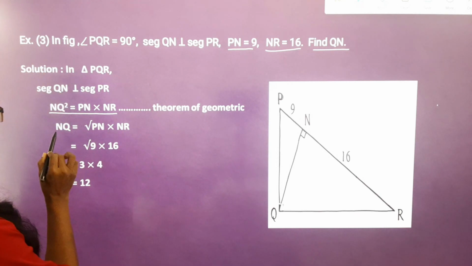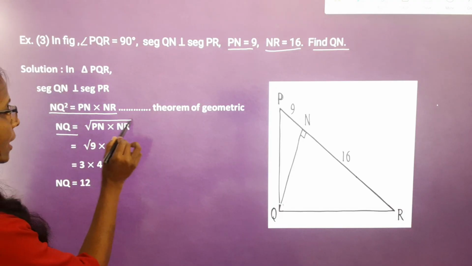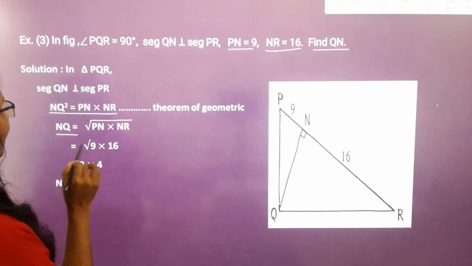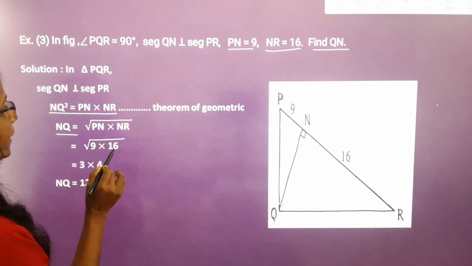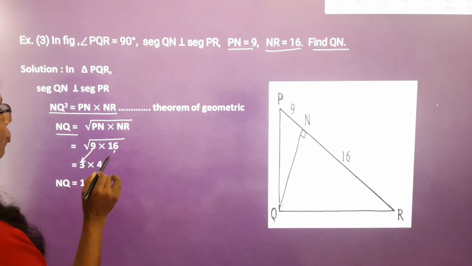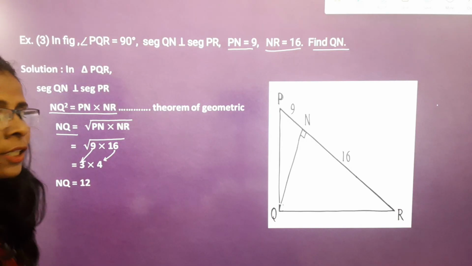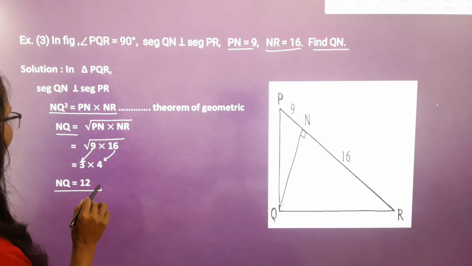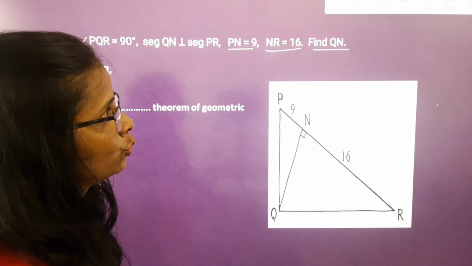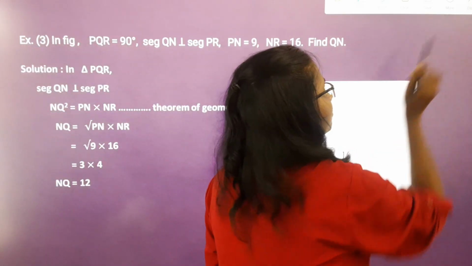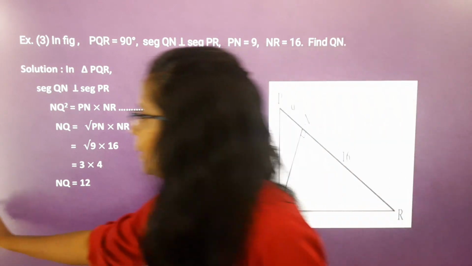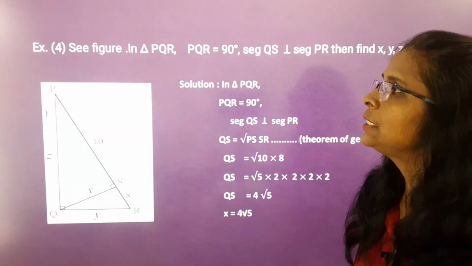So that means NQ is equal to the square root of PN multiplied by NR. So the square root of 9 into 16: the square root of 9 is 3, the square root of 16 is 4, and the multiplication is 12. So NQ is equal to 12, students. So now see the next example, students.